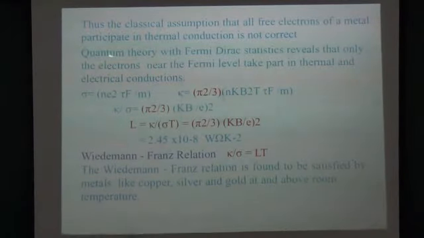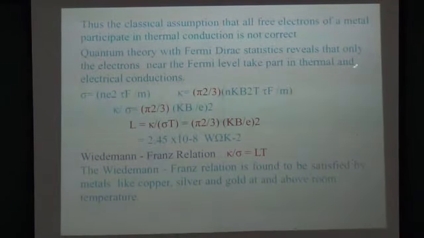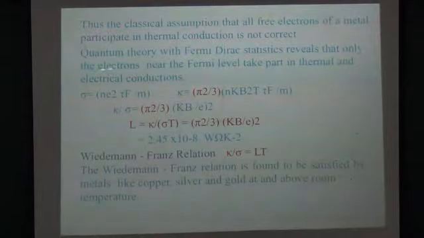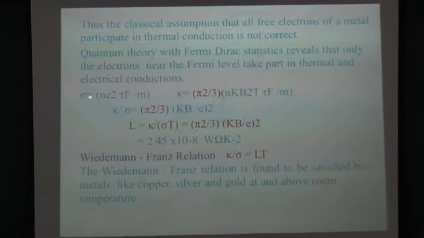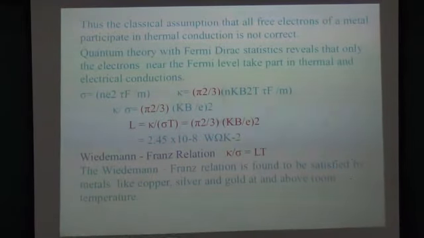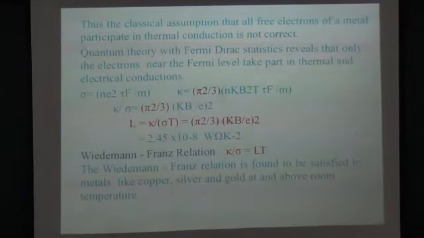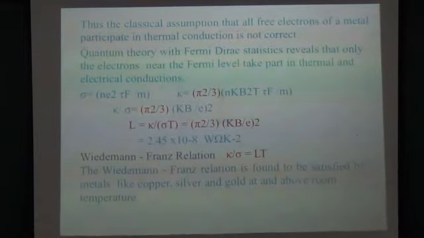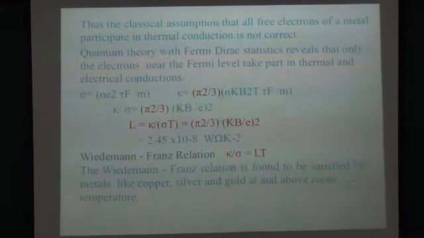So in this case, the electrons close to the Fermi level take part in thermal and electrical conduction. The formula is sigma equal to n e squared tau_F over m. In the previous case, it was tau. Here it becomes tau_F, the relaxation time at the Fermi level, corresponding to E equal to EF.